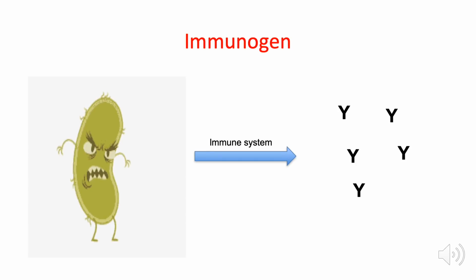Take a look at this bacterium. Can you appreciate that it has substances on its surface? Those substances will only be considered as immunogens if they are introduced into the immune system, and they will make the immune system generate antibodies specific against them.